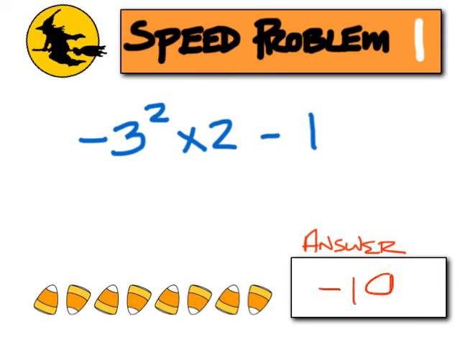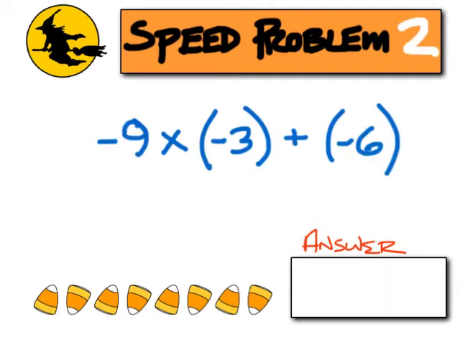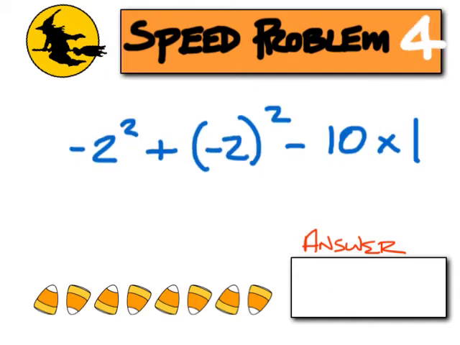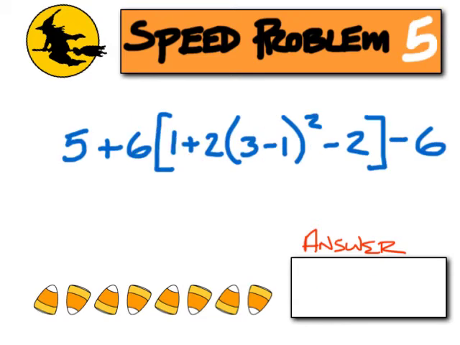The answer on this one should be negative 19. Answer on this one should be 21. Answer should be 10. Answer should be a negative 10. Answer on this should be 41.